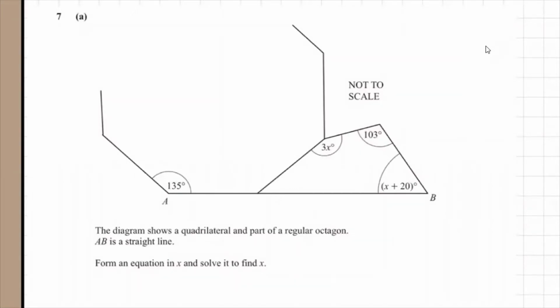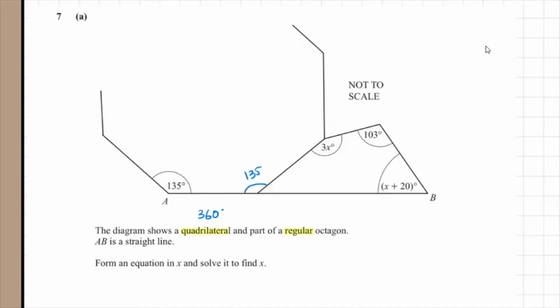This is question number 7 of May June session 2020 and the topic here is angles and polygons. The question says the diagram shows a quadrilateral and a part of a regular octagon. A quadrilateral is a shape which has four sides and sum of angles equals 360 degrees. And the word regular means that all the angles in the octagon would be equal to 135 degrees. So I'm writing 135 over here.